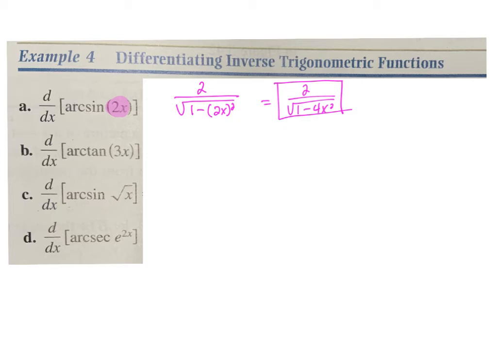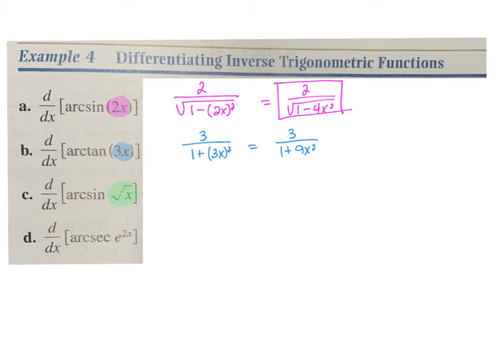Look at the next one, 3x for tangent. You go to arctangent. I'm going to do the derivative of the u, my u being the 3x, on top, that's my 3, over 1 plus my function, which is 3x squared. So it's going to be 3 over 1 plus 9x squared. All right, see how this is working.